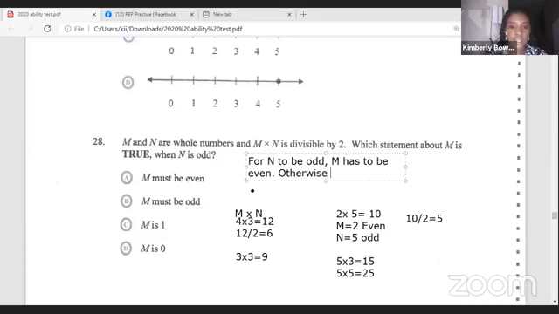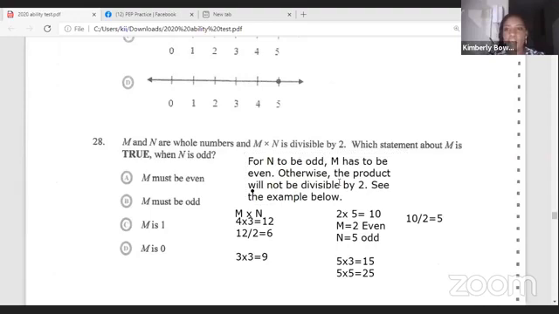Otherwise, the number or the quotient, because we know that whatever our answer is, the quotient. Or let's talk about the product here. So it's quotient for division, but it's product for multiplication. Otherwise, the product will not be divisible by 2. See the example below.